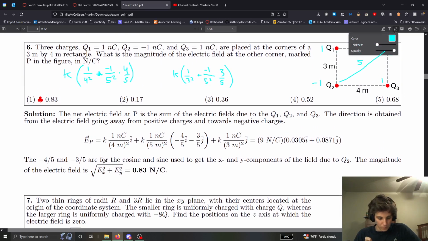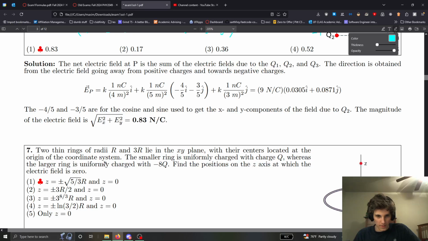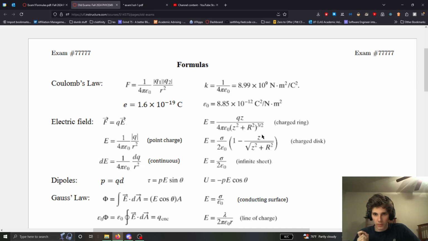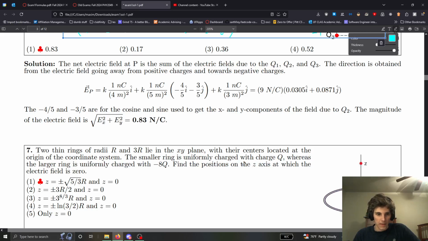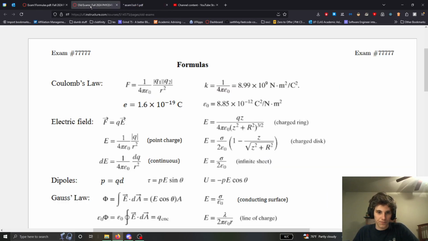Okay. Thin rings. Annoying question for sure here. Center is located at the middle, but we are given the formula for a charged ring. So if you have this formula, use it for sure. We want to find the positions on the z-axis for which the electric field is 0. So that means that the electric fields of the two should cancel each other out.